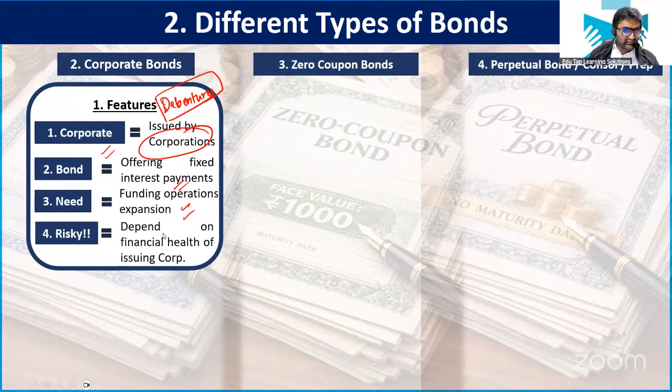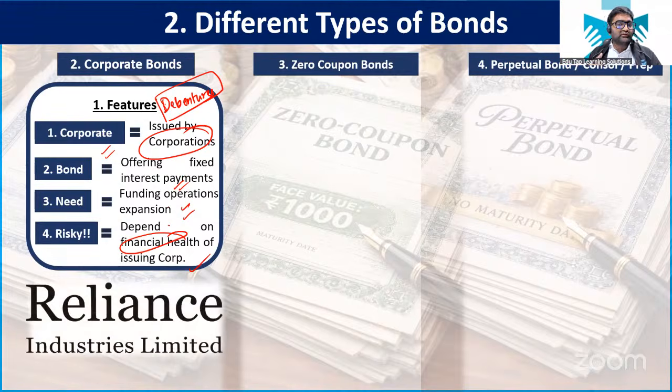So is there any risk? Yes, there is definitely risk, because it depends upon the financial health of that particular company. As we said, we have XYZ company and we have Reliance. Obviously Reliance is one on which you can definitely rely, because it is a big company. Almost in every sector Reliance has its ventures. But if we talk about XYZ company, we don't know about it. So that is why the risk is very high.